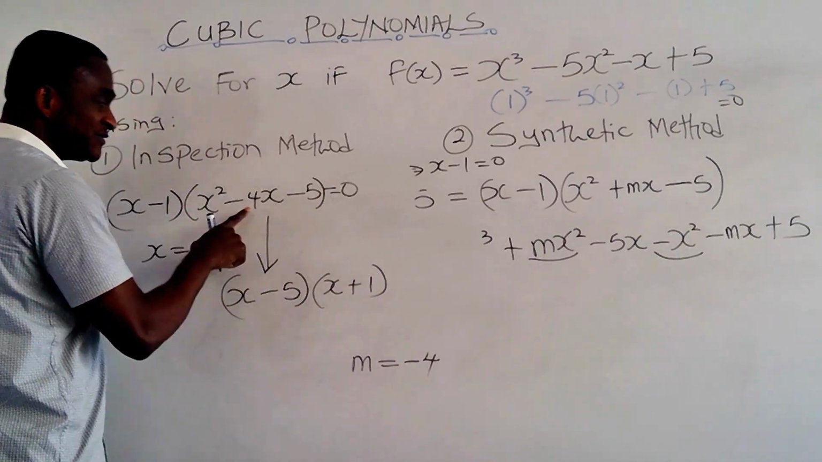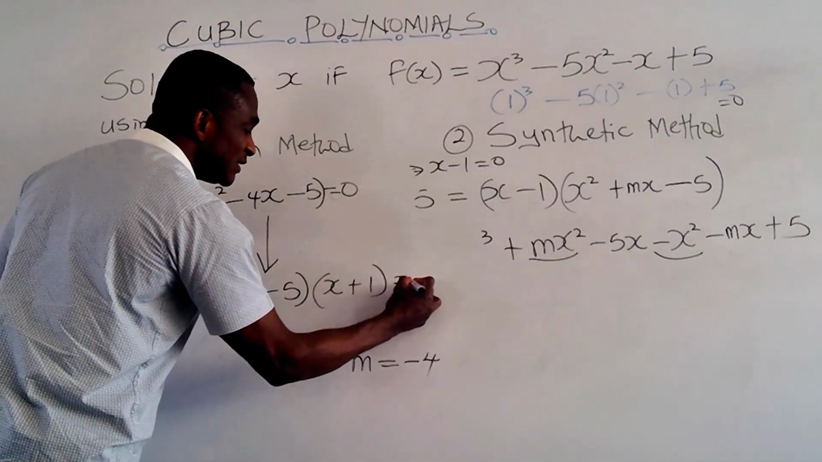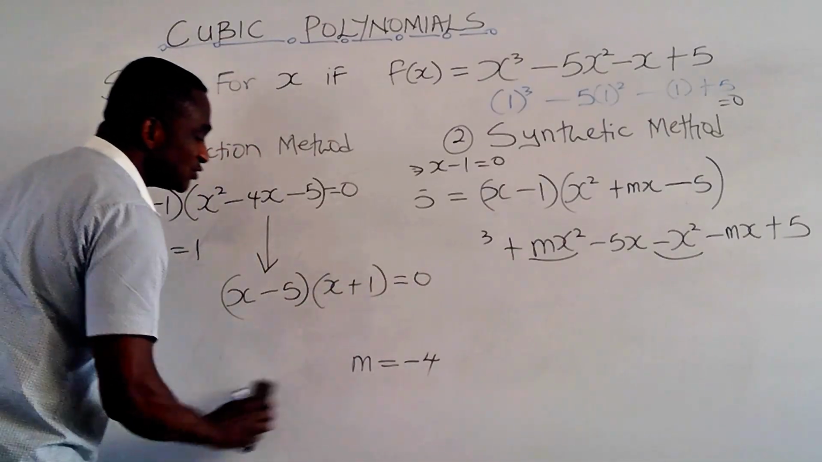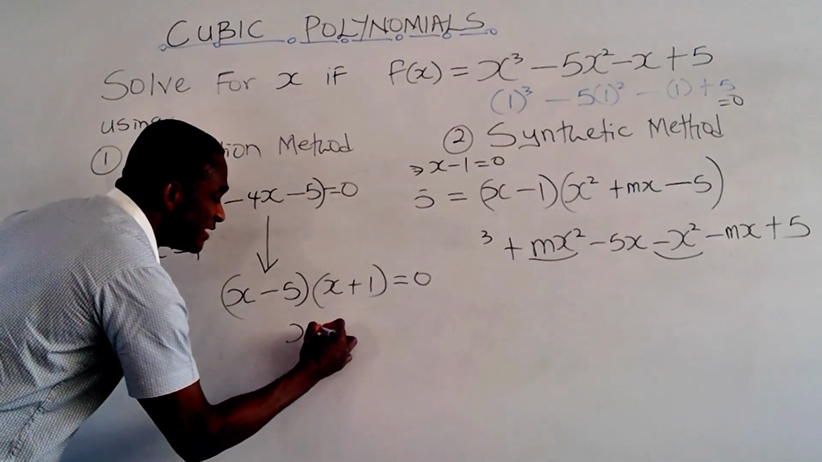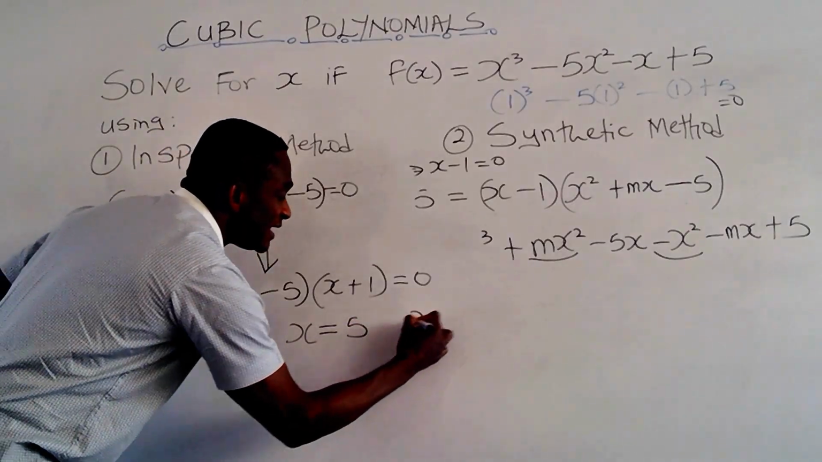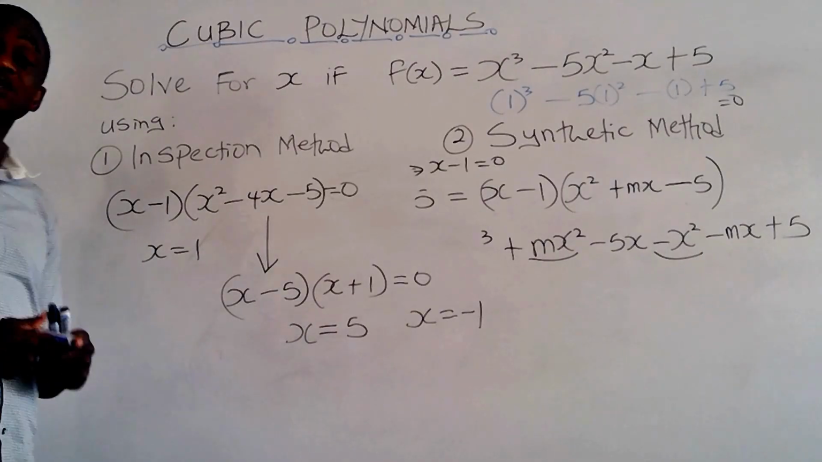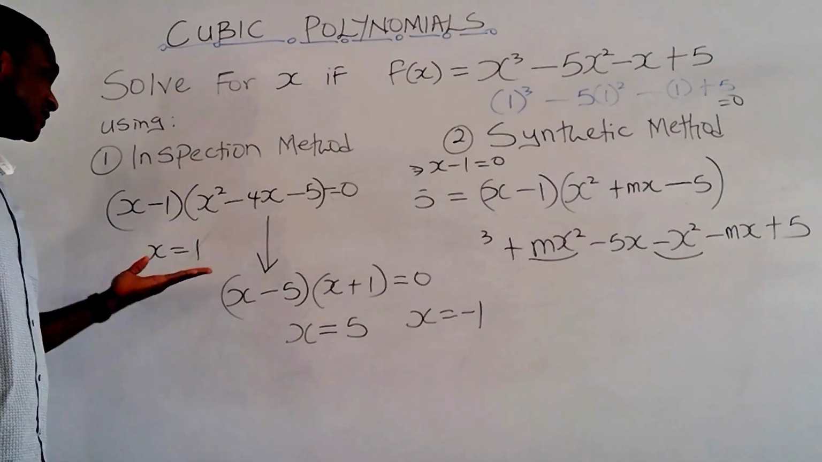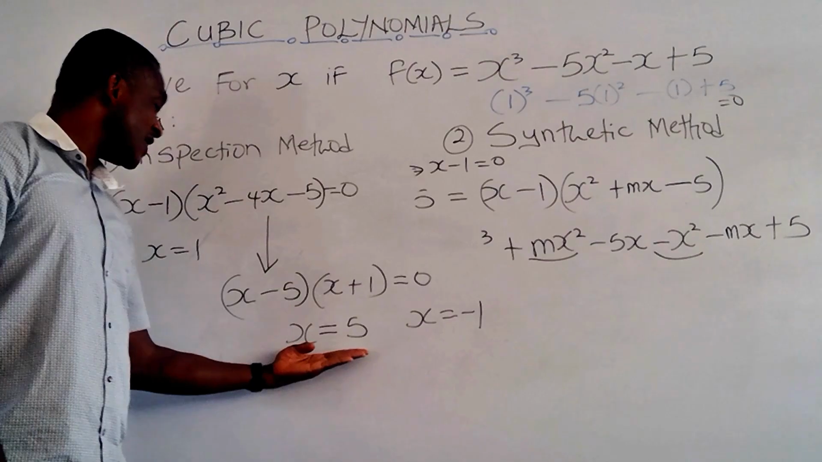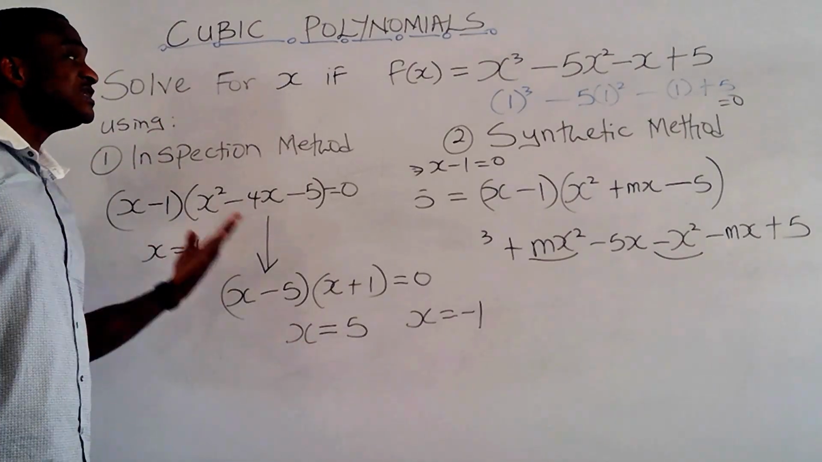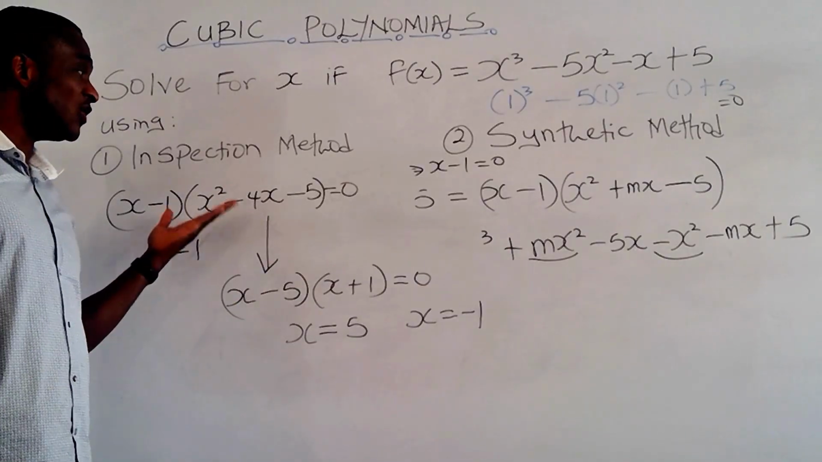Minus 5 plus 1 gives me minus 4. Minus 5 times 1 gives me minus 5. So this will give me this. Now it means at the end, the values of x will be 5 and x will be equal to negative 1. Remember, this is a cubic function, so we must return 3 values of x, which are negative 1, 5, and positive 1. So this is how we use the inspection method to solve.